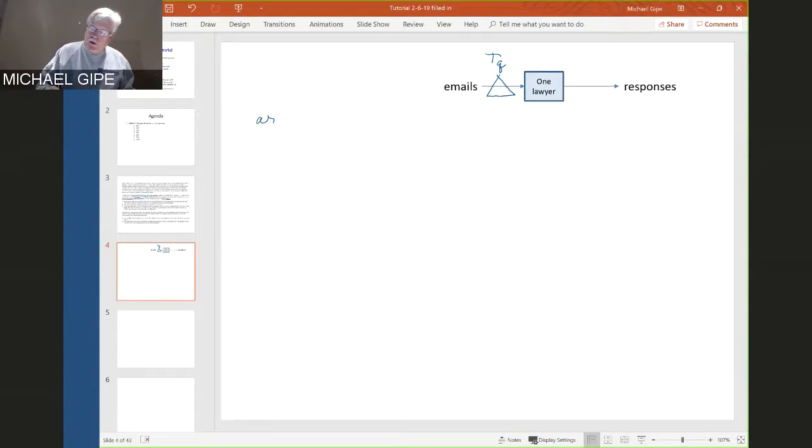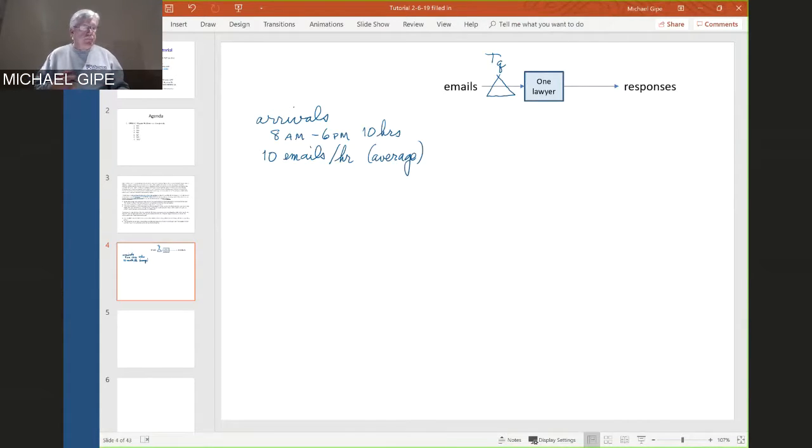On the arrival side, we've got 8 a.m., 6 p.m., 10 hours, and we have 10 emails per hour coming in on average. And they come in at variable times. We know that the coefficient of variation is 1. That is, it's a Poisson distribution of arrivals.